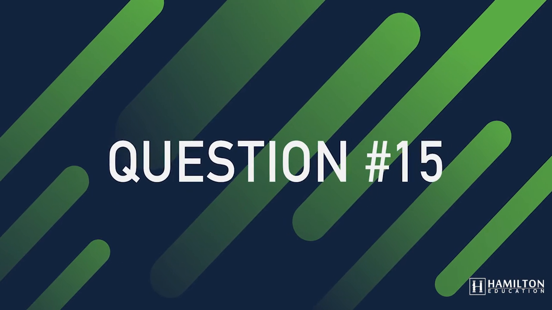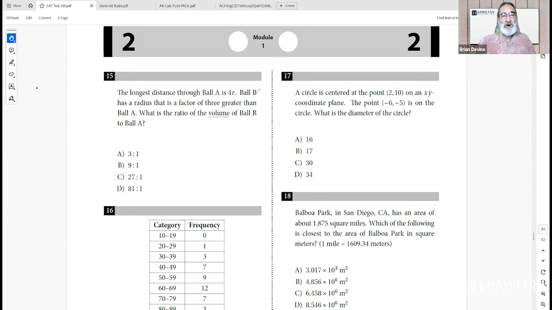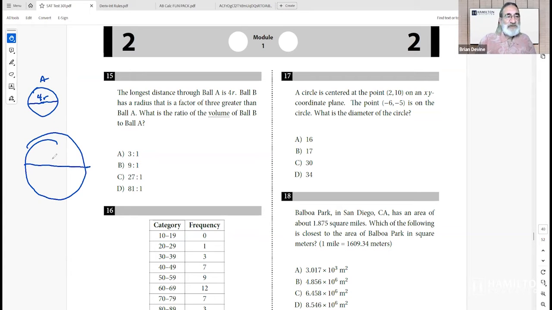Question 15. The longest distance through ball A is 4R. So if this is the profile of ball A, we know that the diameter is 4R. And ball B has a radius that's a factor of 3 greater than that of ball A, which means its diameter is 3 times that as well. So this would be then 12R for ball B. Not pretty balls, but hopefully you get the idea.